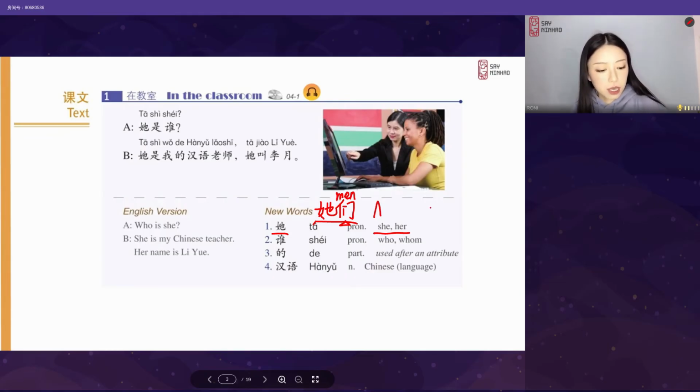And the things before and after 是, they are equal, right? So when I say they are Chinese, then I just need to put they and Chinese in these two parts. One is 他们 and one is 中国人. So 他们是中国人 means they are Chinese. 中国人 means Chinese.